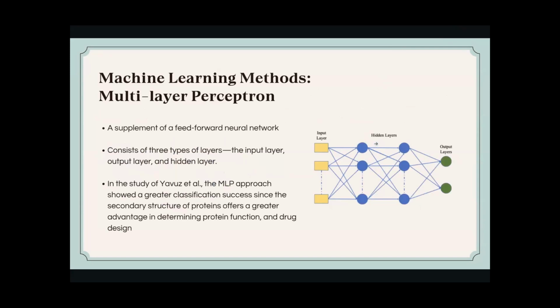And also there is the multi-layer perceptron, which is a supplement of a feed-forward neural network. It consists of three types of layers: the input layer, output layer, and also the hidden layer in between.